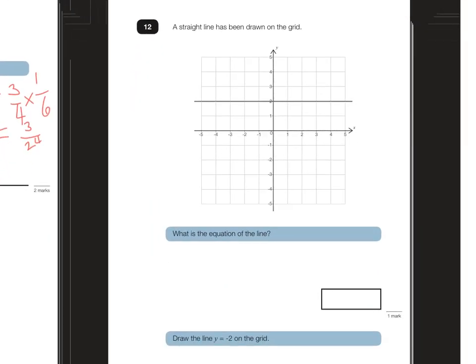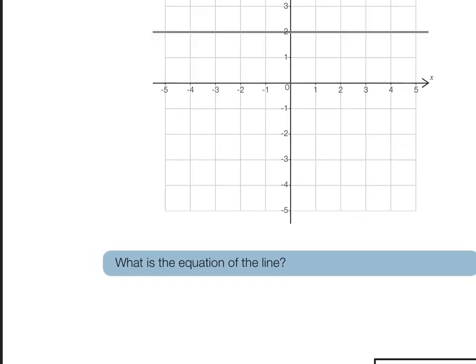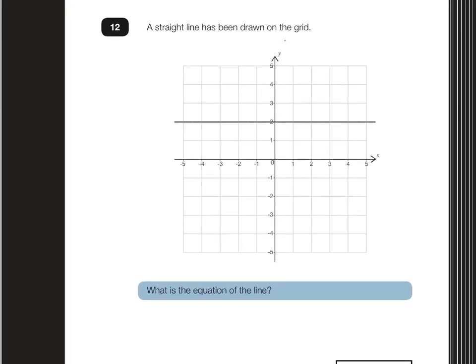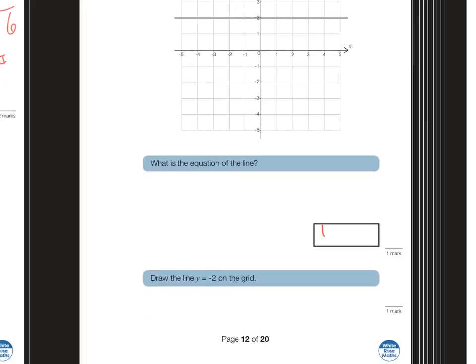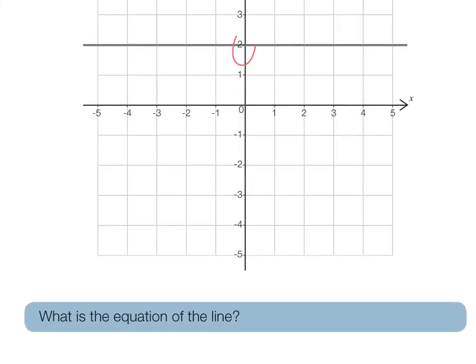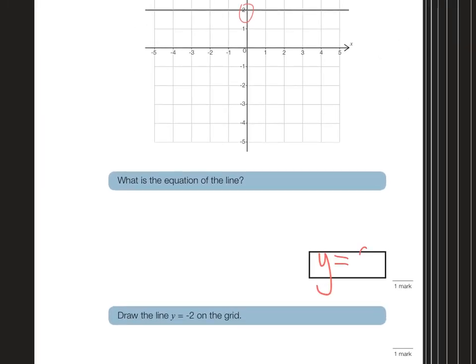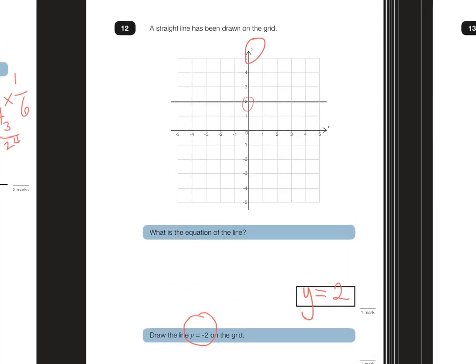Right, some people did amazingly, some people forgot. This line goes through which axes? It goes through the y-axis. Where does it go through the y-axis? At 2. When y equals 2, oh, look at that, that's the equation. Now draw the line y equals -2, and then you join it on. There we are, job done. Y equals -2.